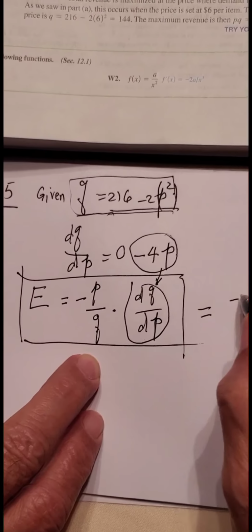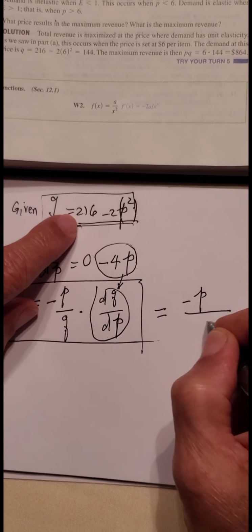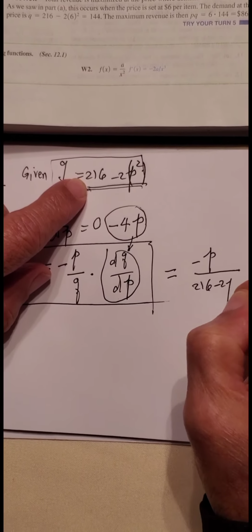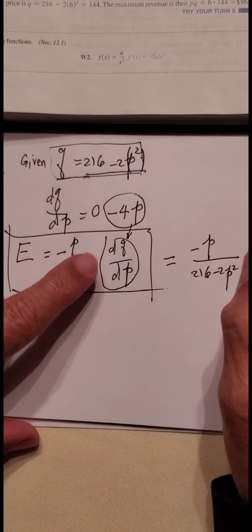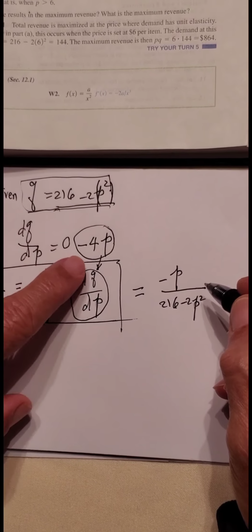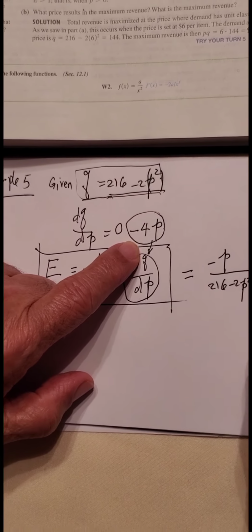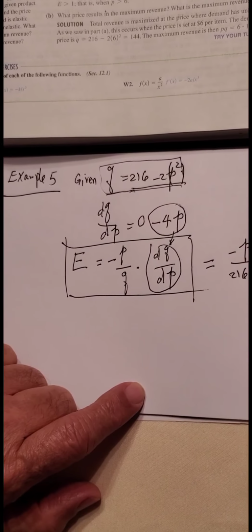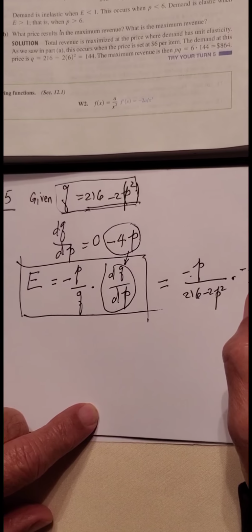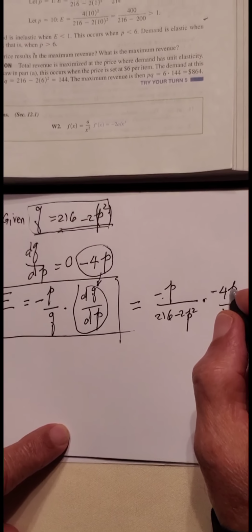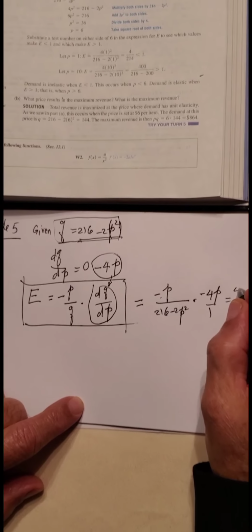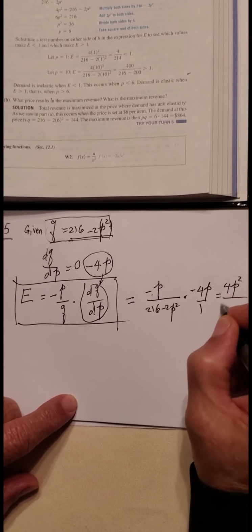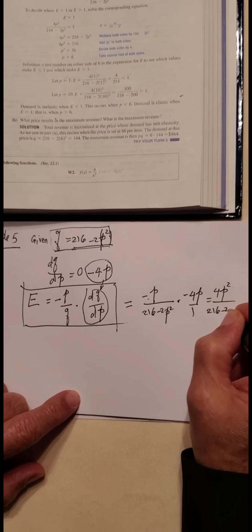So the answer becomes minus p divided by q, which is 216 minus 2p squared, times dq over dp, and we just got it, is minus 4p. That's a multiplication, remember. Negative times negative is positive, and then what you have here would be 4p times p, which is 4p squared, divided by 216 minus 2p squared.